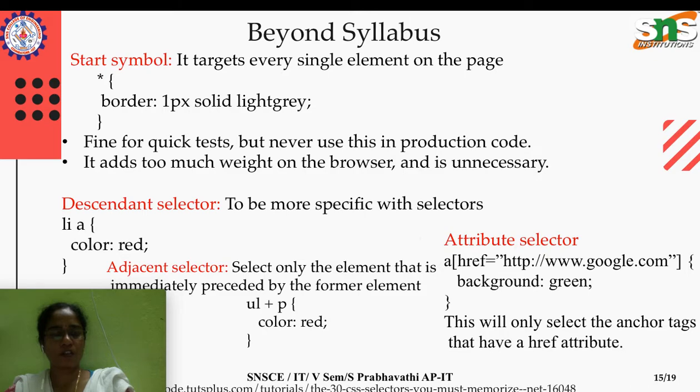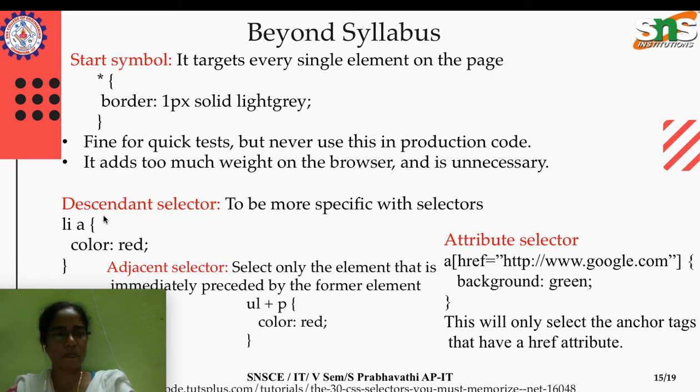Some more topics that go beyond the syllabus: we have seen the star universal selector, which applies to all the HTML elements in a web page. We should avoid styling this way. It is fine for a quick test, but never use it in production code, because it adds too much weight to the browser, as each and every HTML element will have this style.